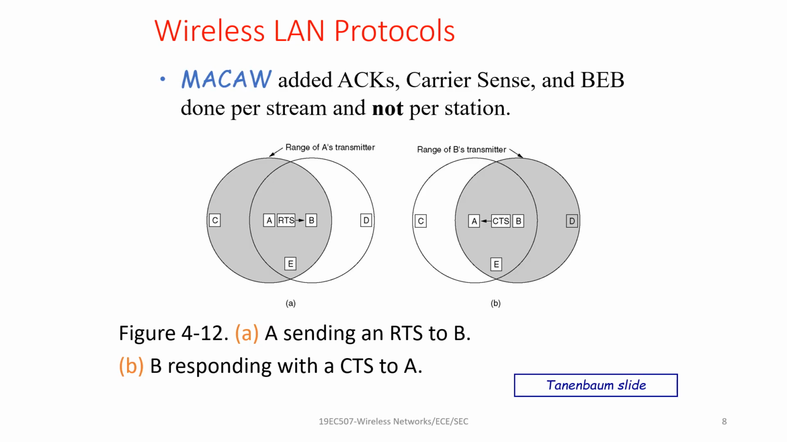Apart from this, MACAW also adds acknowledgement receipts, carrier sense, as well as BEB per stream and not per station. So all these mechanisms, along with acknowledgement receipts, still support us to avoid those two problems, which are the hidden terminal problem and the exposed station problem.